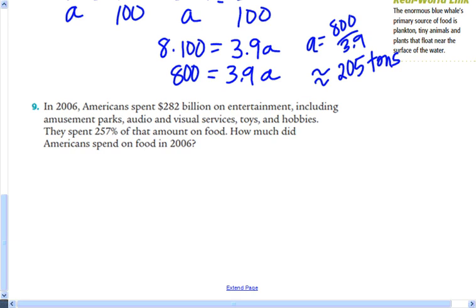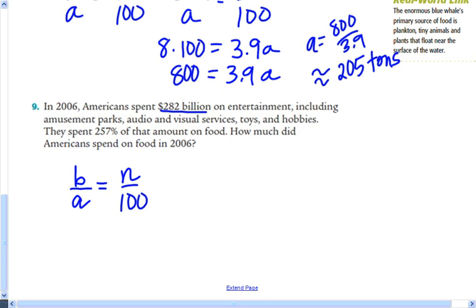In 2006, Americans spent $282 billion on entertainment, including amusement parks, audio and visual services, toys, and hobbies. They spent 257% of that amount on food. How much did Americans spend on food in 2006? So this is all happening in 2006. So it's a percent problem, so we can represent it as a proportion. B is my part, A is my whole, N is my percent. So if I could figure out what numbers to put in there for two of those 3 missing numbers, I can solve.